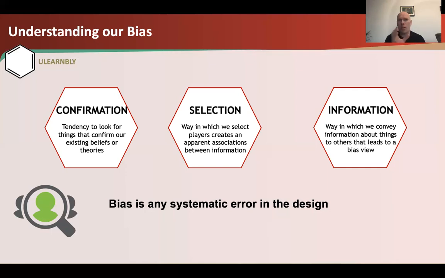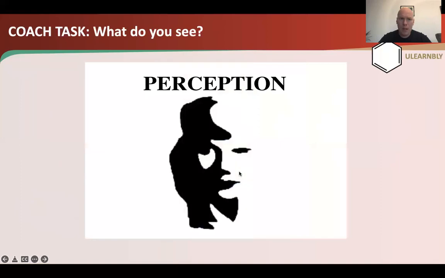So what process do you use to identify and select and form associations between information to reinforce that belief? And then finally, how do you convey that message to others that influences that biased view? So this is a great task to explore deeper.